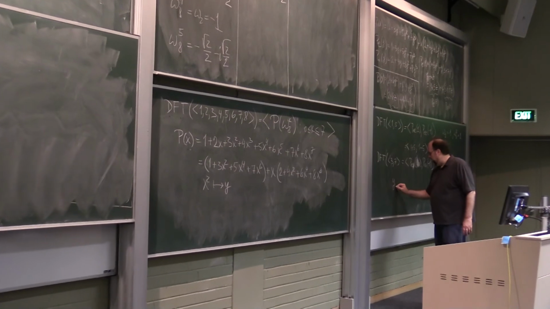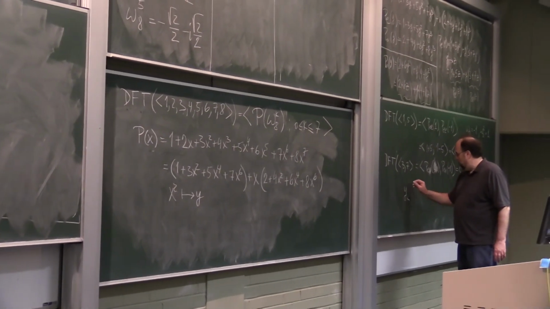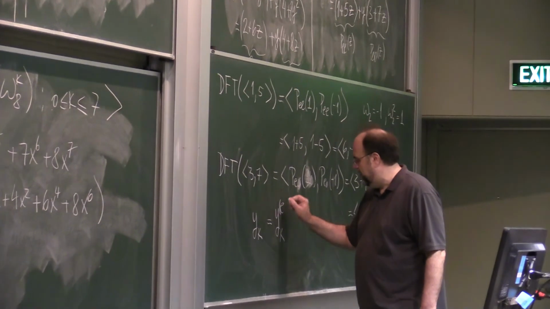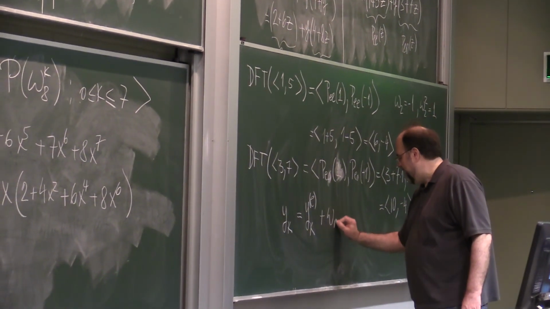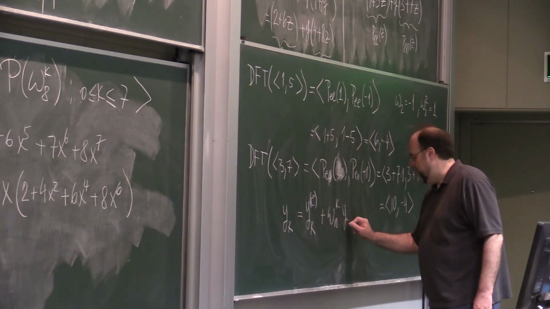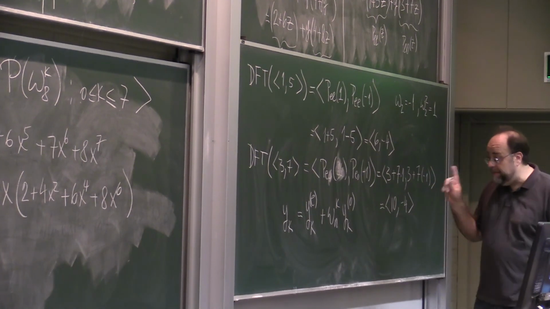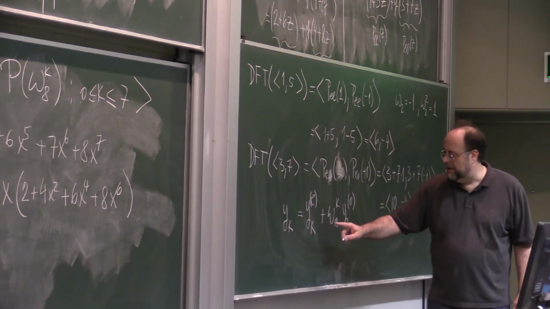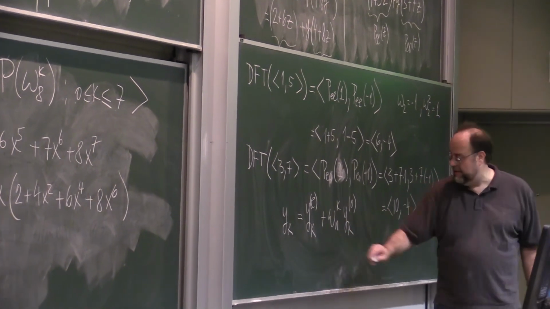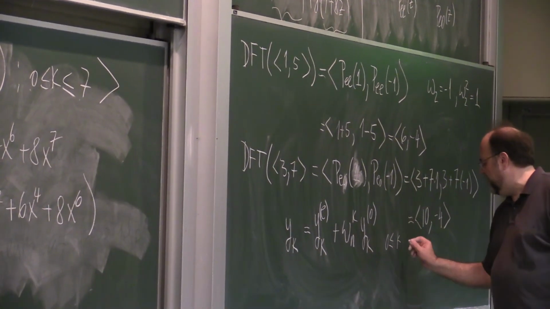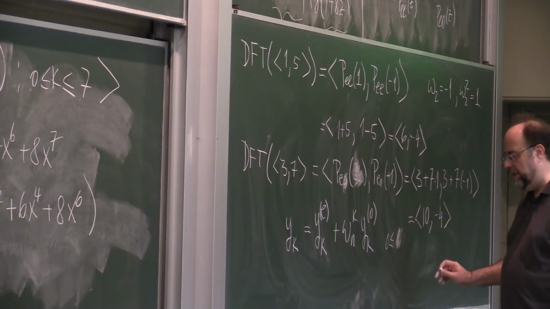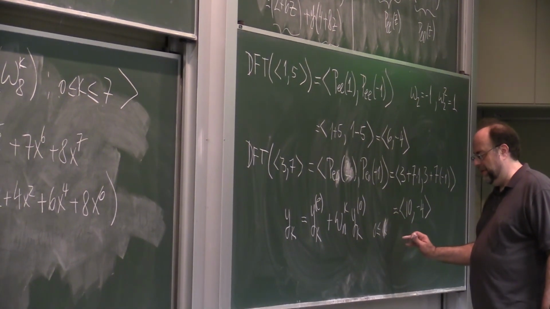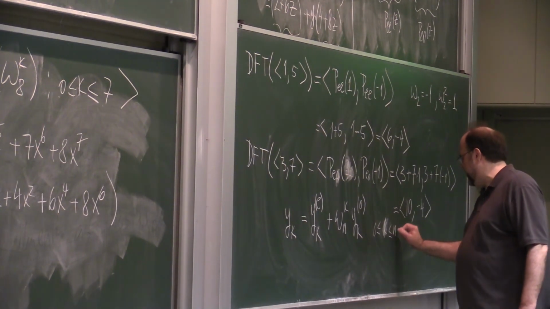y k is equal to y k of the even plus omega n k times y k of the odd, if you range k between 0 and n minus 1, right?